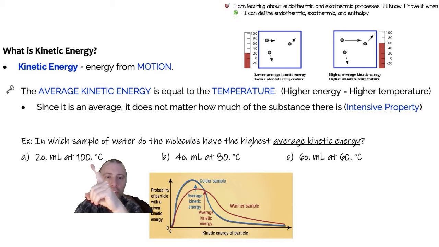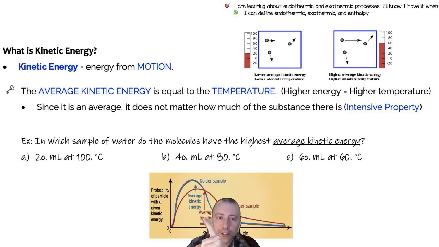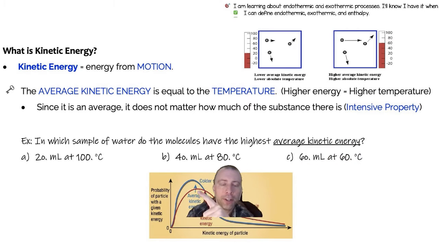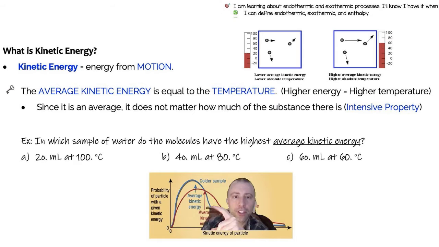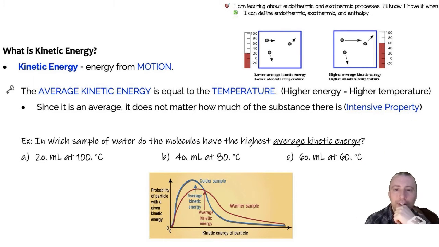The one at 100 degrees Celsius would be like the red line here. Overall, the average would be higher than, say, the one at 60, which would be the coldest one, the blue curve, and so the average would be lower. So that's called an intensive property. Intensive means it doesn't matter how much of something you have, it's really the average that matters.